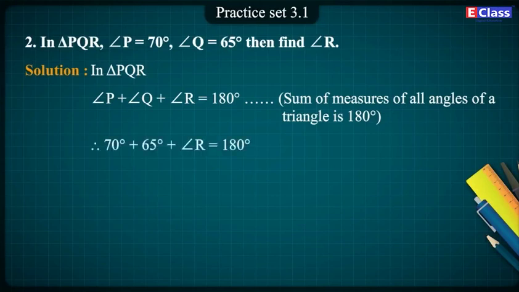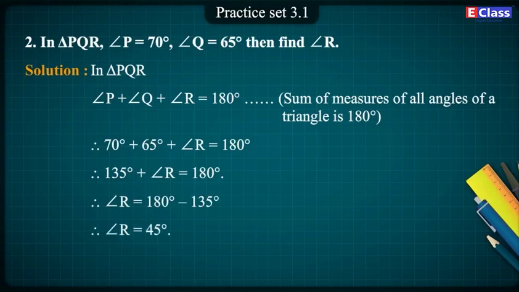Therefore, 70 degrees plus 65 degrees plus angle R is equal to 180 degrees. Therefore, 135 degrees plus angle R is equal to 180 degrees. Therefore, angle R is equal to 180 degrees minus 135 degrees. Therefore, angle R is equal to 45 degrees. Answer: angle R is equal to 45 degrees.